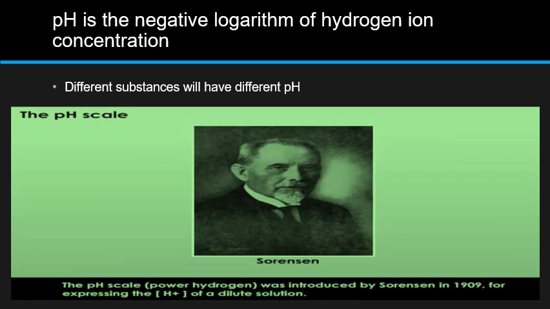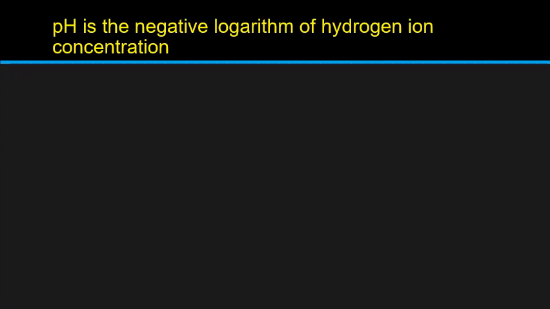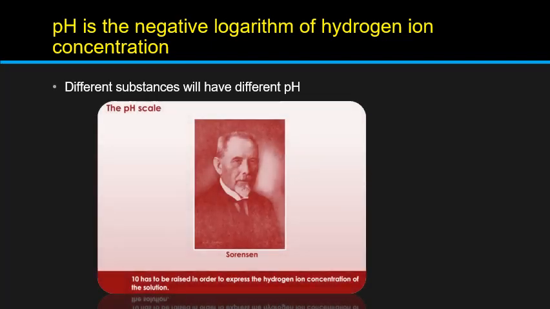Different substances will have different pHs. We'll learn that now. So what is pH? It is the negative logarithm of hydrogen ion concentration. That means how will it change? Suppose you take 10 power 0, the logarithm of 10 power 0, how much? It is 1. Okay, 10 power 0, or 10 power 1, 10 power minus 1.